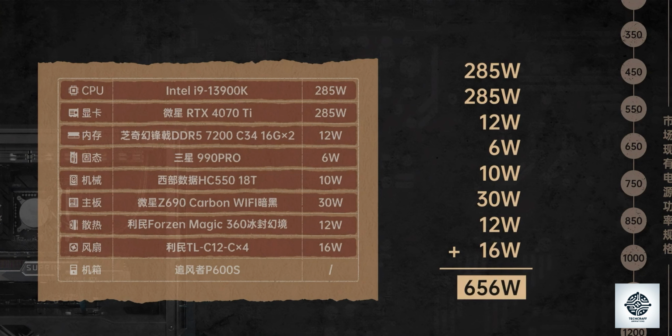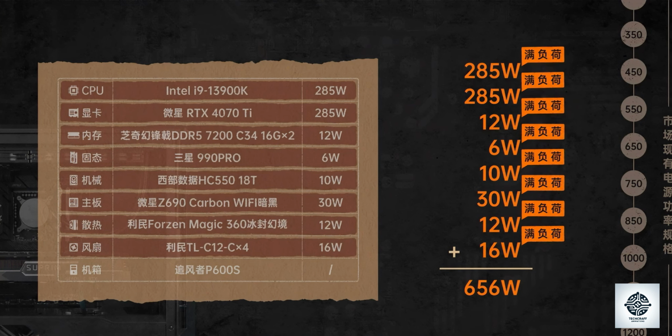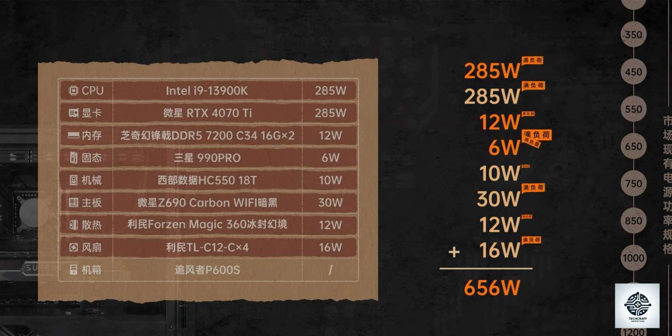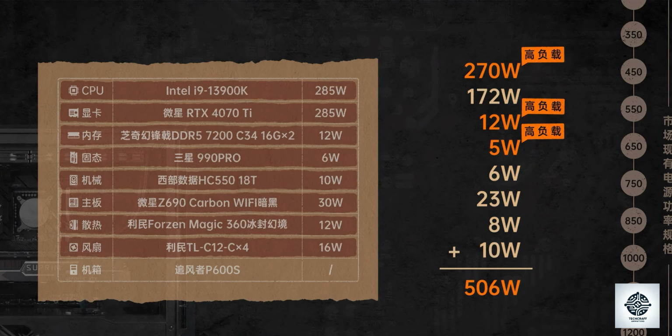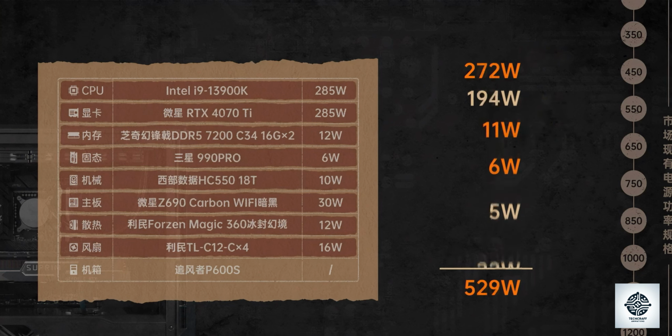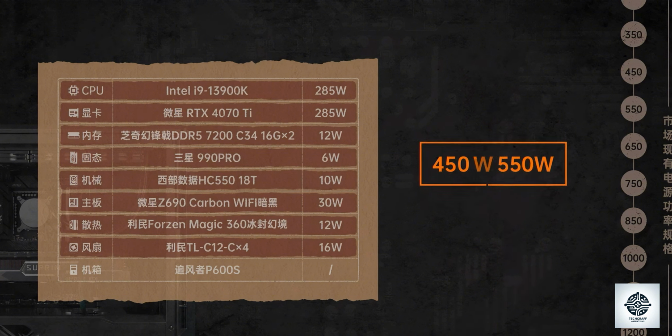But keep in mind, this 656 watt figure refers to the power usage when all hardware is operating at full capacity. In most real-world cases, the computer typically only utilizes 2 or 3 major components, so the actual power consumption will be lower. It's unlikely that the CPU, GPU, hard drive, fans, and memory will all operate at maximum load simultaneously. When the system runs at high load during everyday tasks, it's highly probable that it will only consume around 450 to 550 watts.